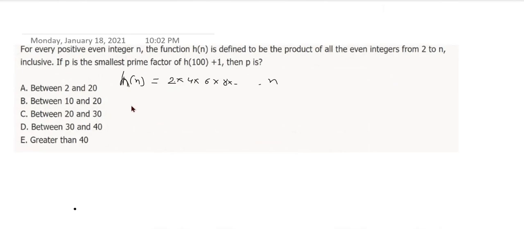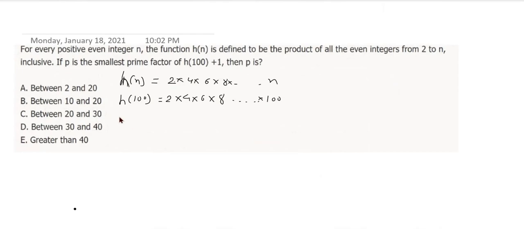It says that if p is the smallest factor of h(100) plus 1, first of all, let us see how h(100) would look. Then we'll come to the question. Your n is 100 here, so you're going to end at 100. So 2 into 4 into 6 into 8, all the way up to 100. This is how h(100) will look.